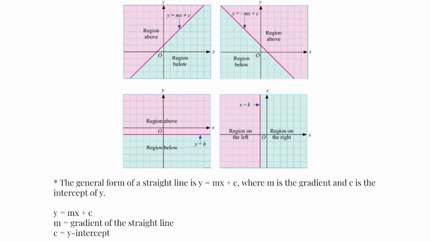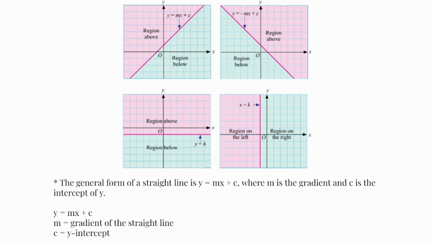Alright, so over here we have a few equations where we will learn to differentiate the region above and the region below. So on the first, second, third, fourth diagram, we have y equals mx plus c on the first two at the top, y equals h, and x equals k on the bottom. So y equals mx plus c is the general form of a straight line, where m is the gradient of the straight line and c is the y-intercept, or basically the point at which it intercepts the y-axis, which is the vertical line in the center of the graph, or to the left of the graph.